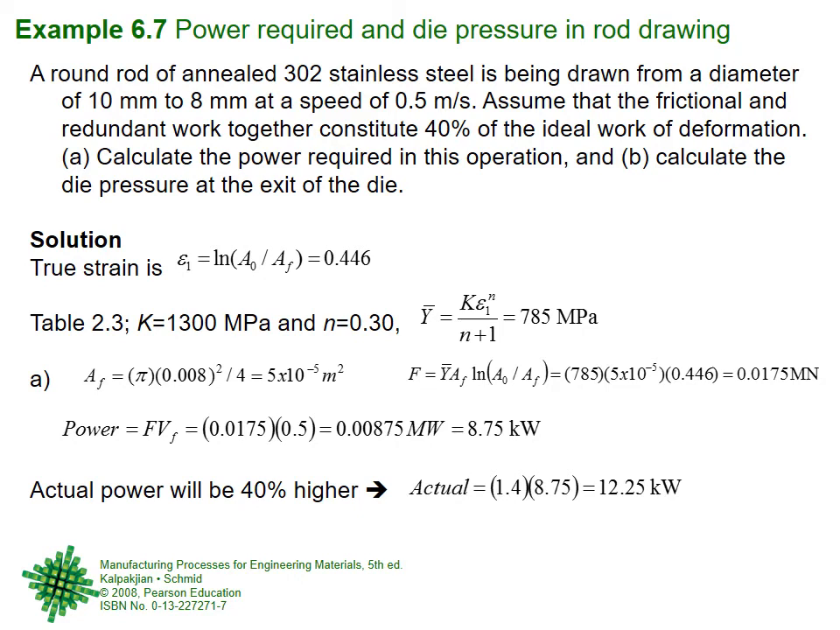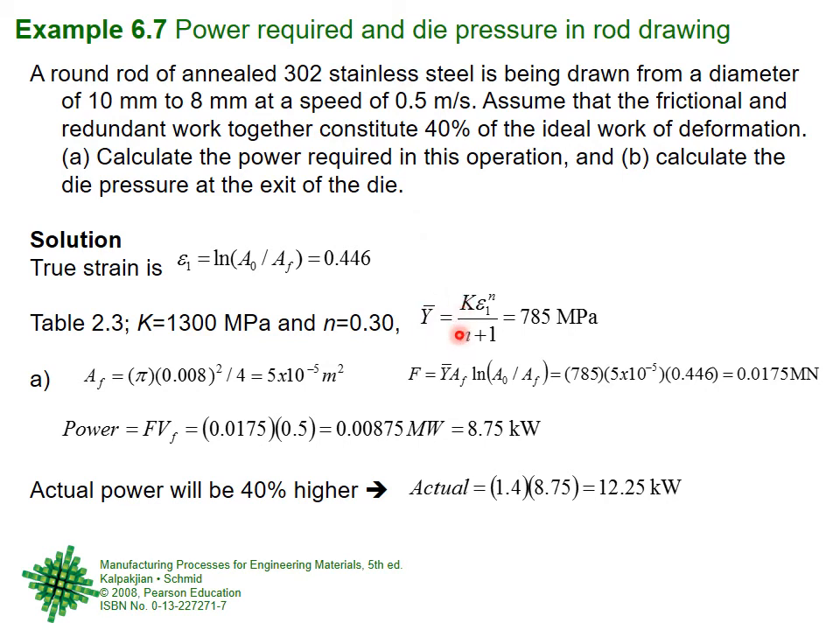So this was your problem. For the solution, epsilon 1 is ln A naught by AF, right. Just find ln A naught by AF, does not matter, directly put it. But you have annealed 302 stainless steel. To find y bar, you have to have the values of K and N.